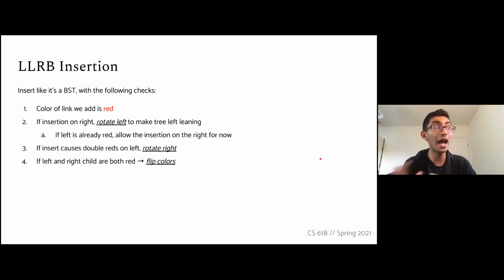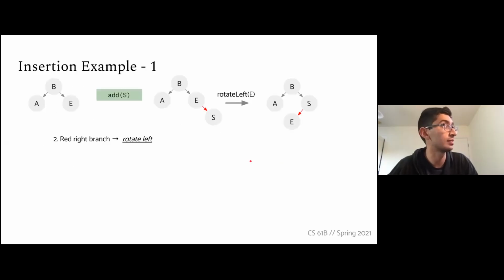If you have double reds on the left, you need to rotate right. And if the left and the right child are both red, you just flip the colors. These rules I'd recommend you just memorize. And if you want an intuitive understanding, you always just go back to understanding that, oh, there's a 1-to-1 correspondence with a 2-3 tree. So I'm going to look at some examples.